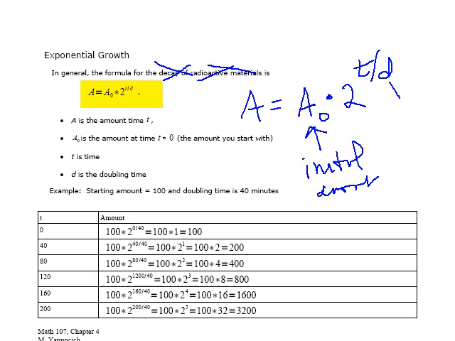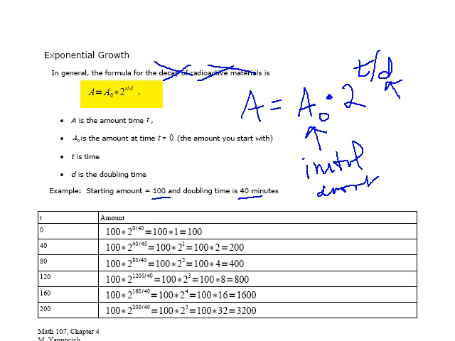The d is called the doubling time. It's the amount of time it takes in order to double from the previous time step. So if it's typical bacteria, it could double in 20 minutes. But here's an example where we started with 100. Say we started with 100 bacteria, and this bacteria has a doubling time of 40 minutes.